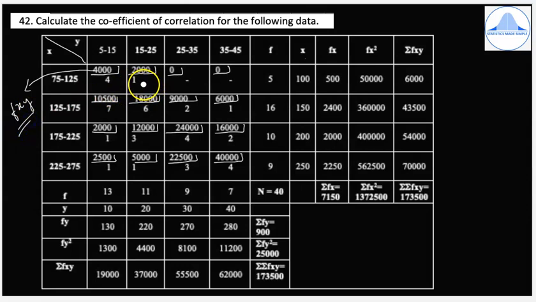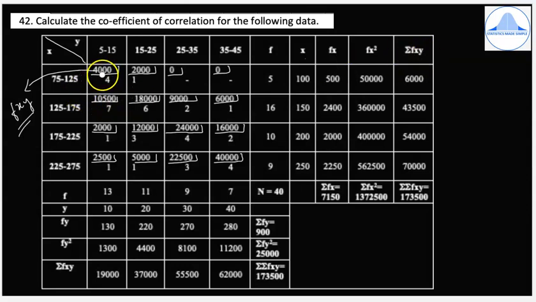Similarly, the next one is 1 into 100 into 20 gives 2000, and whenever it's a blank it means it is 0, so 0 multiplied by any number is 0, so directly write 0 here and 0. In a similar way, you can find out all these values in the small cells, obtained by multiplying the corresponding frequency into the x value into the y value. Next, the last column which we form is summation fxy.